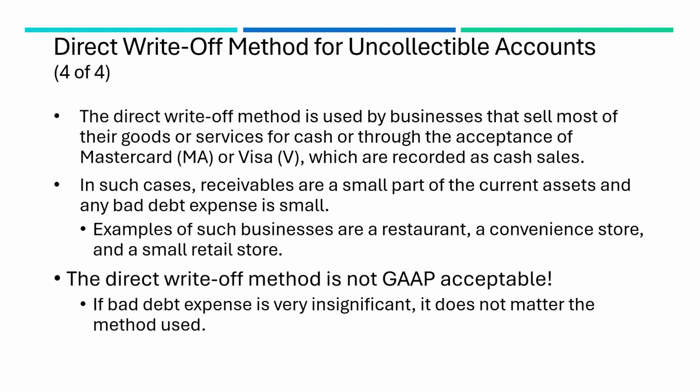Accounting is meant to represent the facts of the business. And if it's a $1 million business and they only have $4,000 of accounts written off every year, it doesn't matter what method they use. The financial statements are going to be materially accurate, even if it's not accurate to the pennies, right? So that's the only time that this is really acceptable to use.